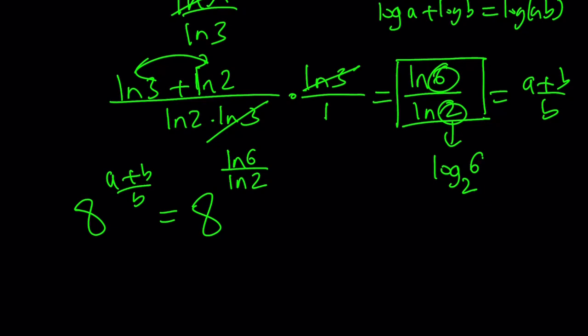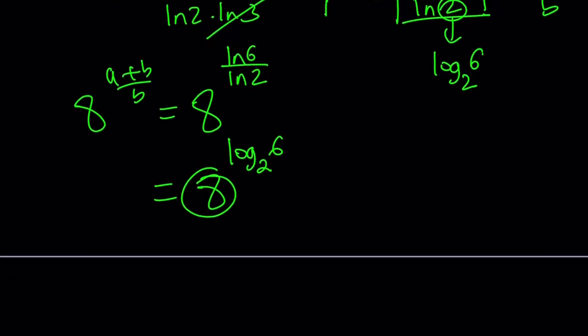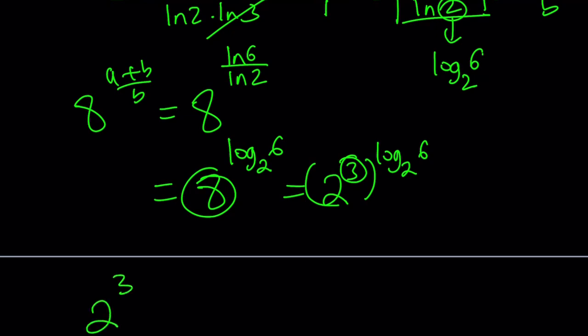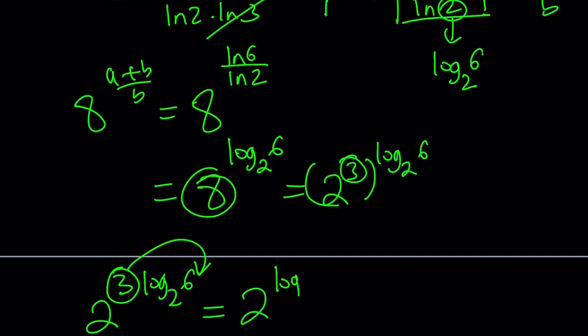So now this becomes 8 to the power log 6 with base 2, but now 8 can be written as 2 to the third power. So this becomes 2 to the third power to the power log 6 with base 2. Now we're going to move the 3 outside, so this becomes 2 to the power 3 times log 6 with base 2. And then we want to bring this over here, because another rule for logs is you can make it a power. So this becomes log of 6 to the third power with the same base.